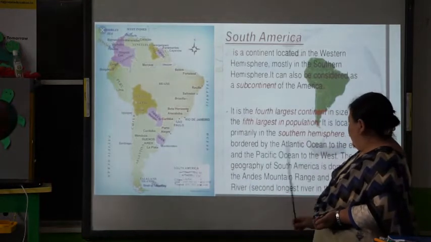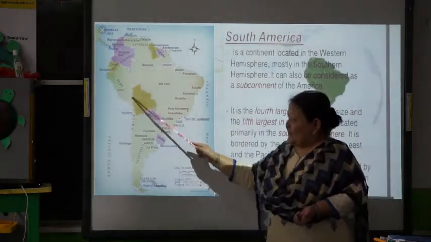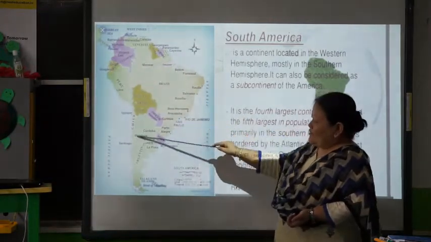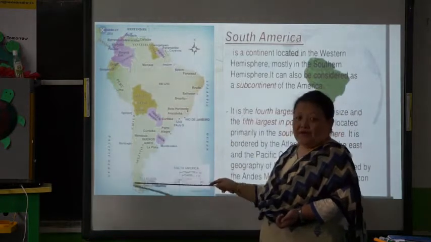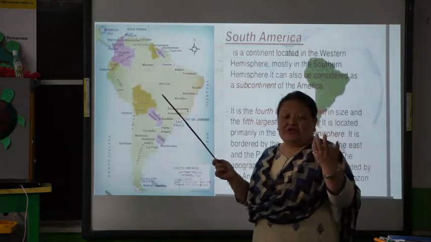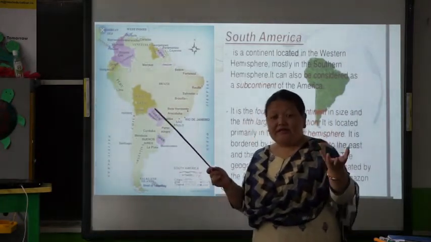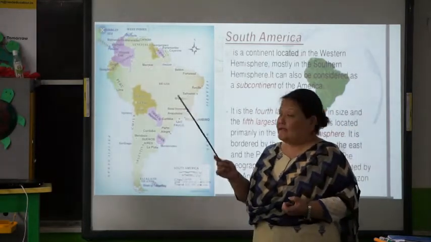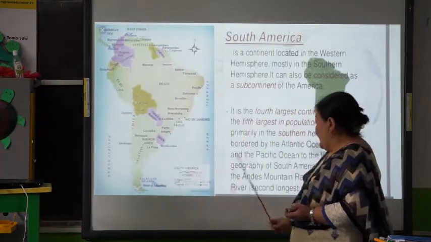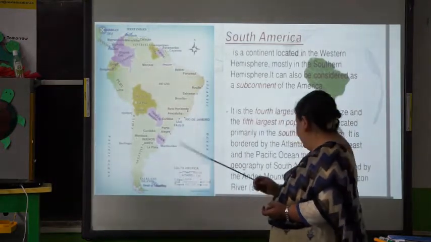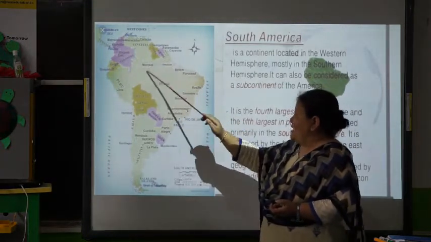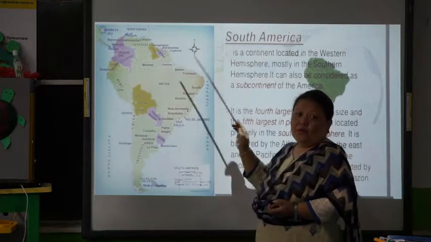So the geography of South America is dominated by the Andes. So later on, as we proceed with the chapter, you will see that the Andes run right from north to the south of the continent. Okay, so it can also be said that the Andes is the continuation of the Rockies which we did in North America, isn't it? So it runs on the western part of the continent. And then you have the Amazon River, which is supposed to be the second longest river in the world.